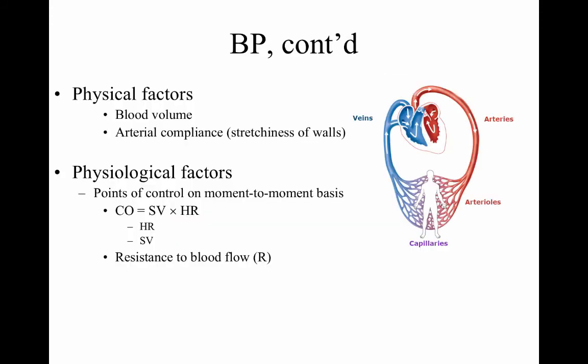Some physical factors: the blood volume and arterial compliance, or the stretchiness of the walls. Physiological factors: points of control on a moment-to-moment basis, so that cardiac output equaling stroke volume times heart rate, where we take a look at also resistance to blood flow, a large R for resistance. Some physiological elements that we need to look at.